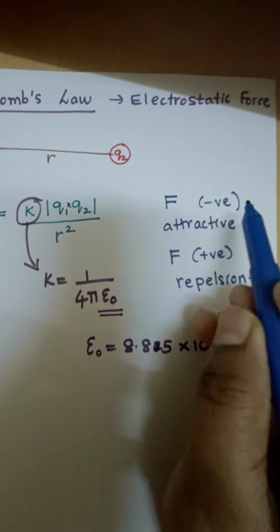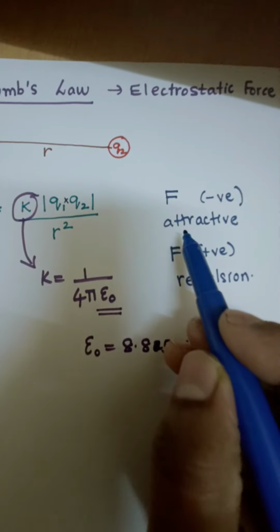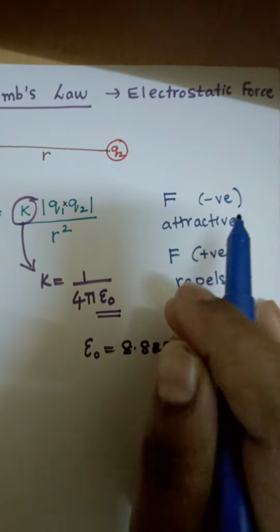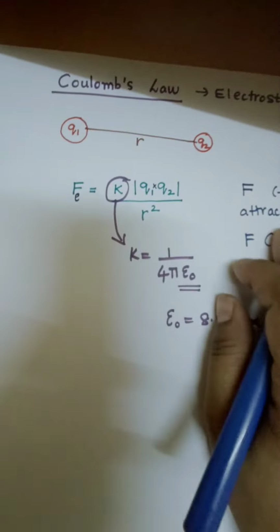A negative value of force means the force is attraction. A positive value of force means the force is repulsion. Okay, so there is no problem there.